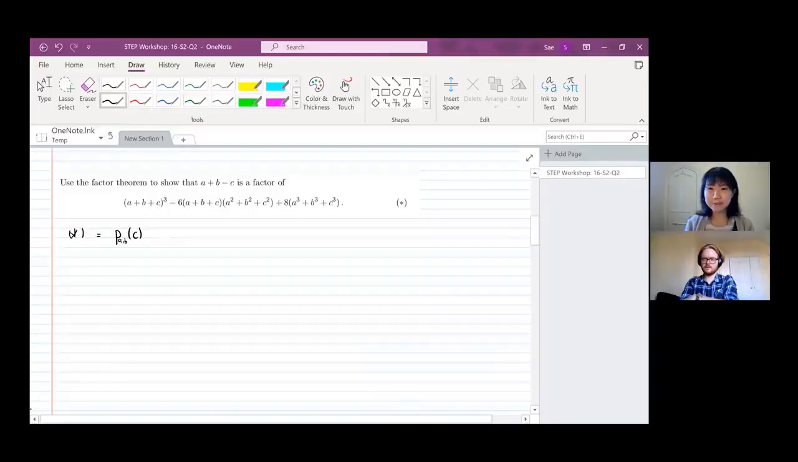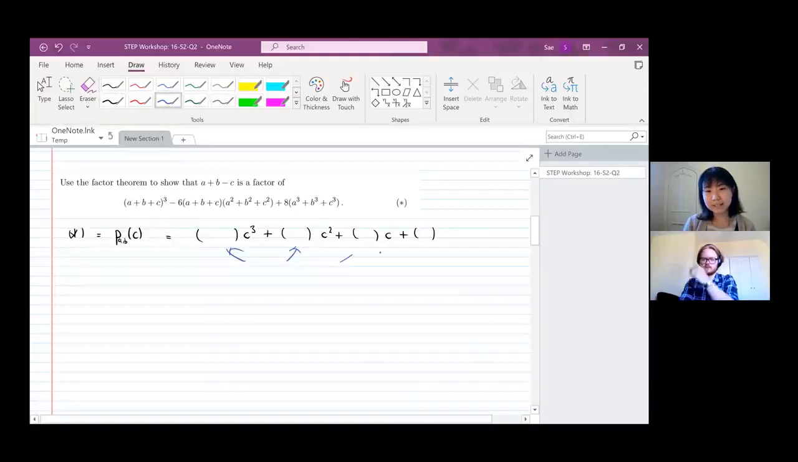Now, if the notation is confusing, just ignore it. What this means is that this is like stuff times C cubed. If we expand all of this out, we'll get stuff times C cubed plus stuff times C squared plus stuff times C plus stuff. And these are going to depend on A and B.